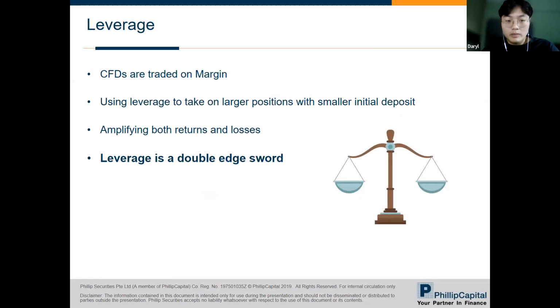By now, we should already know that CFD is traded on margin. Using the power of leverage, we are able to take on larger positions using lesser initial deposits. With leverage, we can amplify our gains. However, leverage is a double-edged sword. We can also lose a lot more if the market goes against us. One reason why people use leverage is that we do not have a large amount of money to diversify our portfolio or gain exposure, so we tap on CFD to gain the exposure.